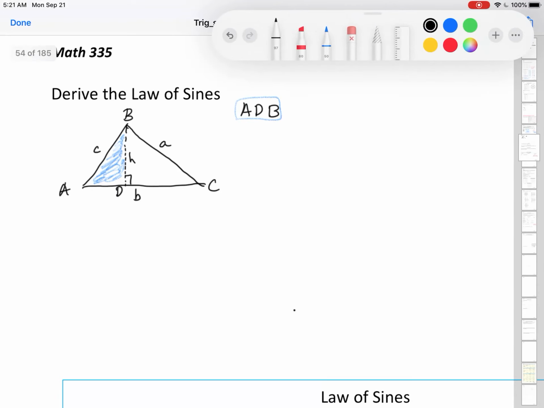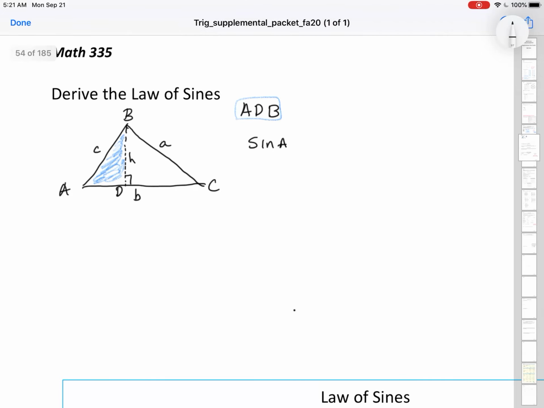I'll come back over here. So what do we know? We know that sine of A is equal to opposite over hypotenuse, which implies, for this triangle, h is equal to c times sine of A.